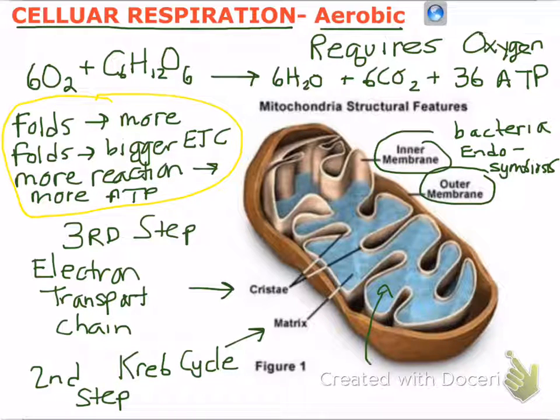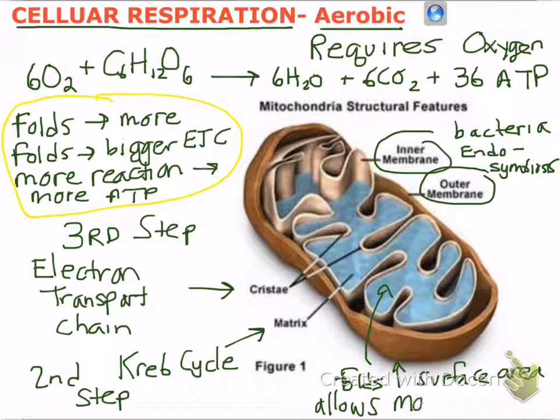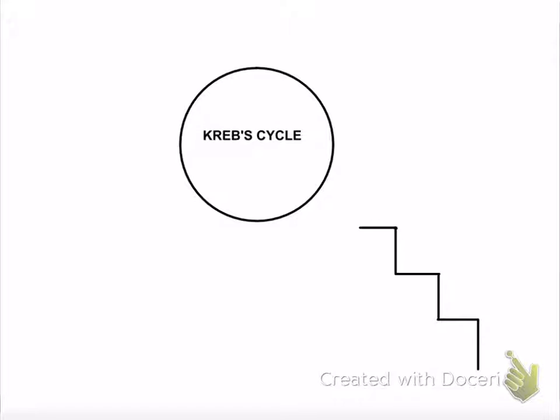So these folds increase the surface area. So it allows for more reactions to occur. That goes back to one of our big ideas in biology of structure and function. Now we'll look at the steps of cellular respiration. There's three main steps of cellular respiration.